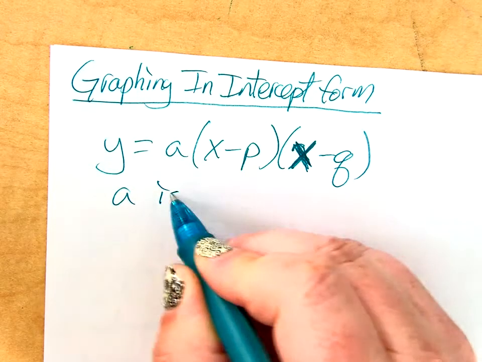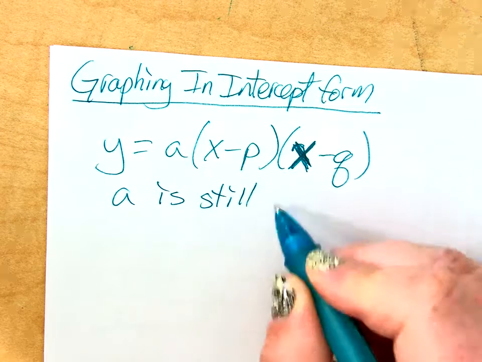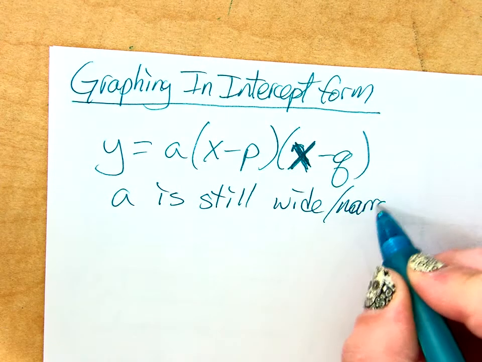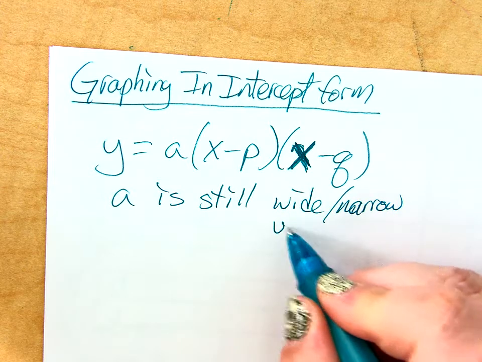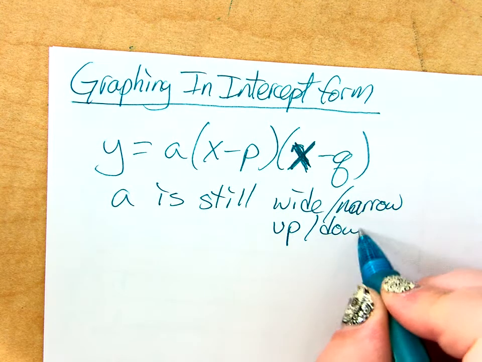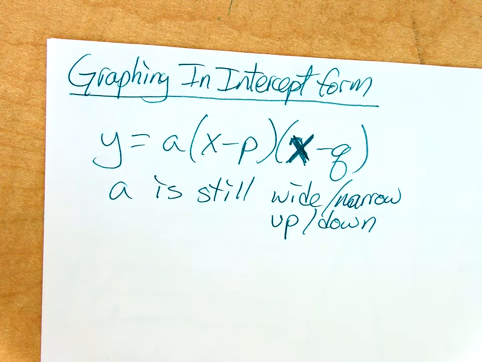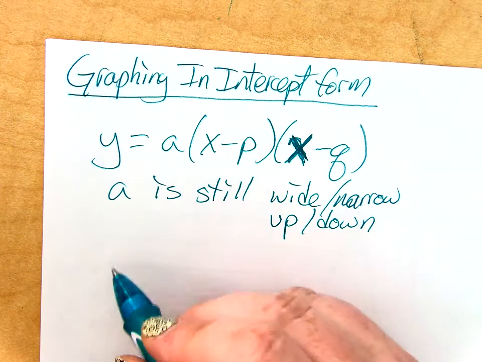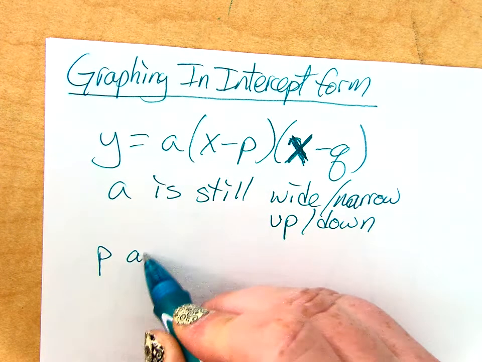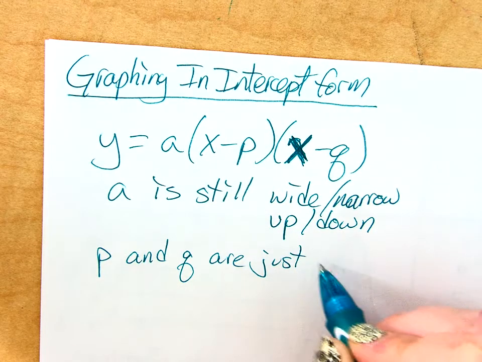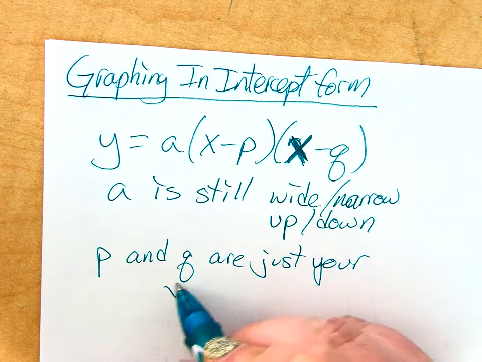So A is still wide, narrow, up, down. Miss Xavier, yeah. Why does it have to be x minus p and x minus q? Why do they have to be such specific variables? So that's a great question. I don't know why they chose P and Q. I really don't. But, yeah, I'm not sure. So P and Q are just your x-intercepts.